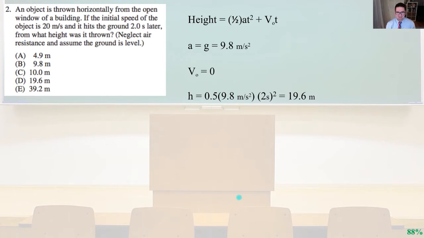So you've got to know your kinematics. This is one of the kinematic equations where the height equals 1/2 acceleration times time squared plus the initial velocity times the time. So in this problem, the acceleration is going to equal g, which is gravity pulling it down at 9.8 meters per second squared. Our initial velocity is going to equal 0. And so therefore, just plug in those numbers. Our height is going to equal 1/2 times 9.8 meters per second squared times 2 seconds, that quantity squared. It's going to equal 19.6 meters, and that is D.